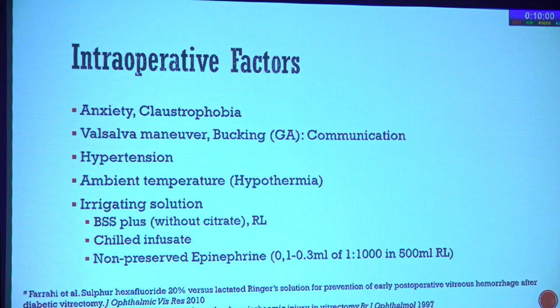Intraoperative hypertension: always have a monitor on. Look at the BP. If there is a high increase in BP intraoperatively, I have sometimes given sublingual drugs intraoperatively as well. The ambient temperature of the operating room, if it creates hypothermia, we know that hypothermia delays coagulation. That has to be also taken into consideration.